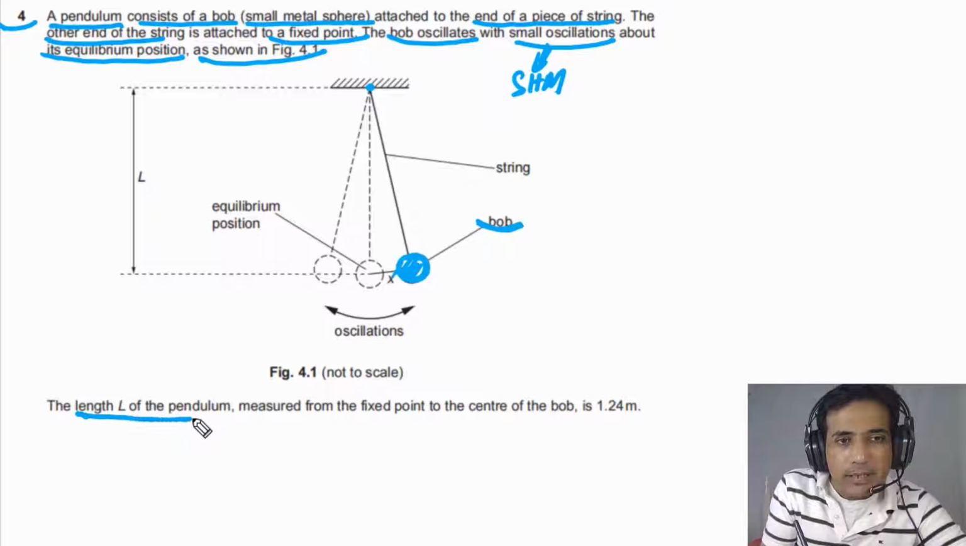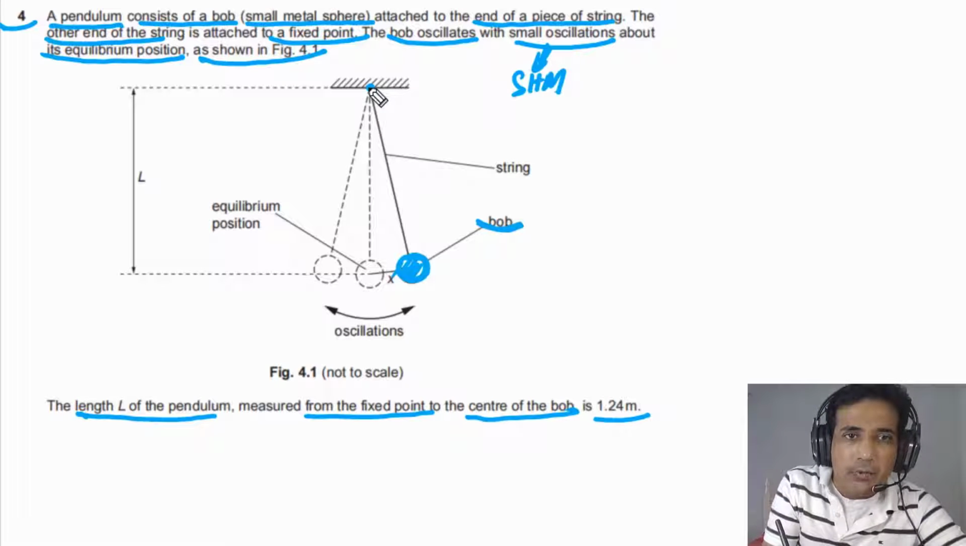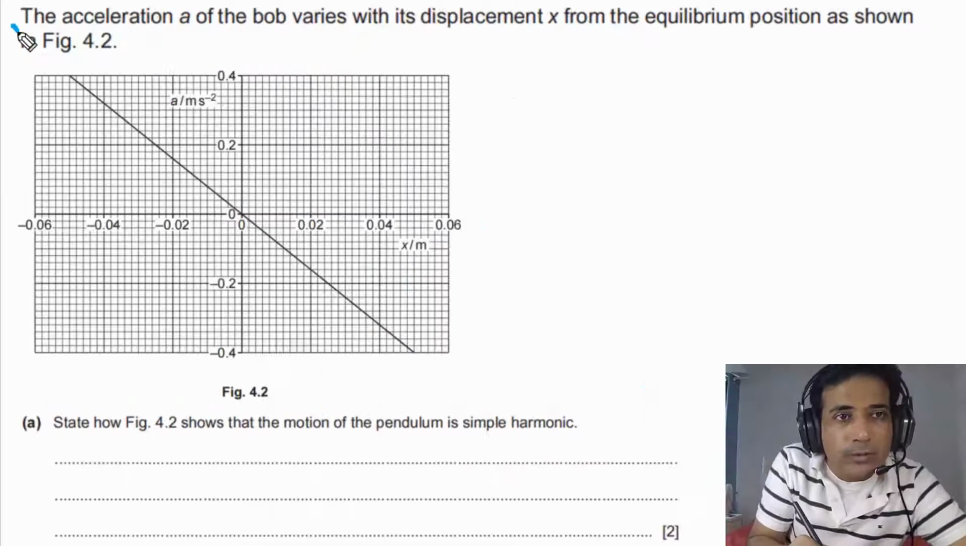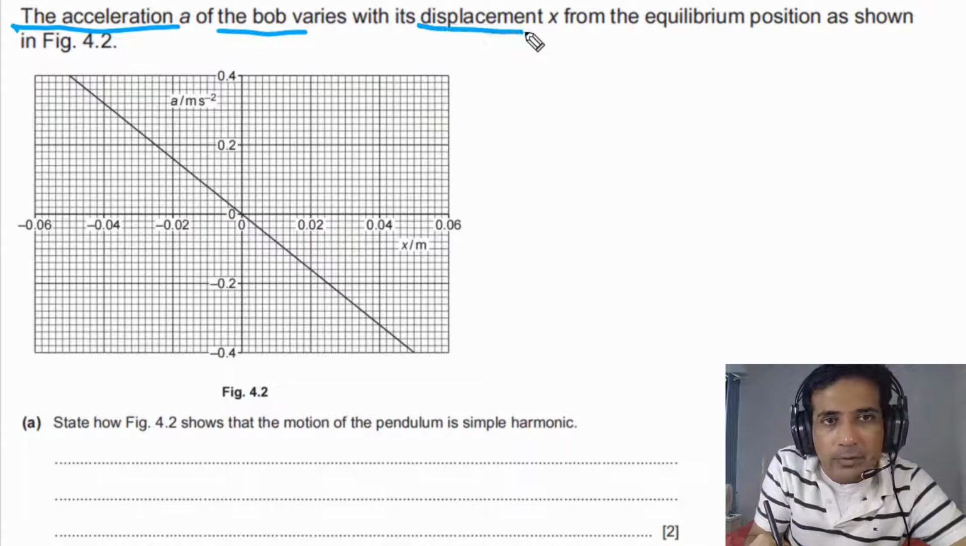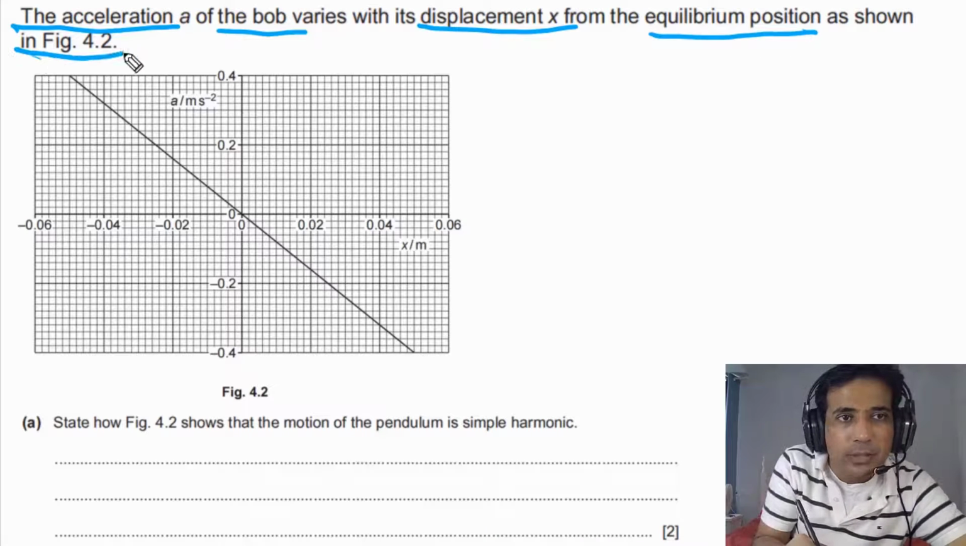The length L of the pendulum measured from the fixed point to the center of the bulb is 1.24. Means L is from the fixed point to the center of this bulb, and that L is equal to 1.24 meters. For this question, it is also given to us the acceleration A of the bulb varies with its displacement x from equilibrium position as shown in figure 4.2.